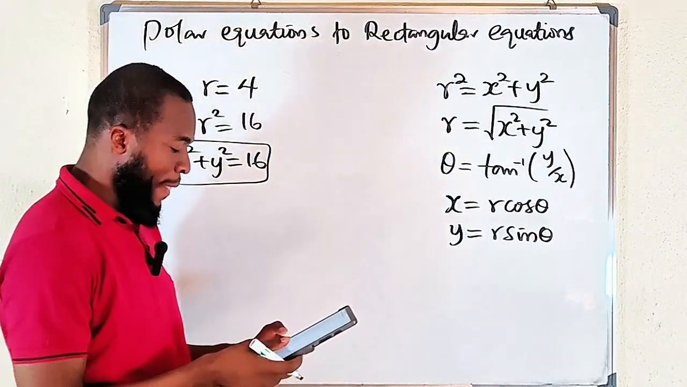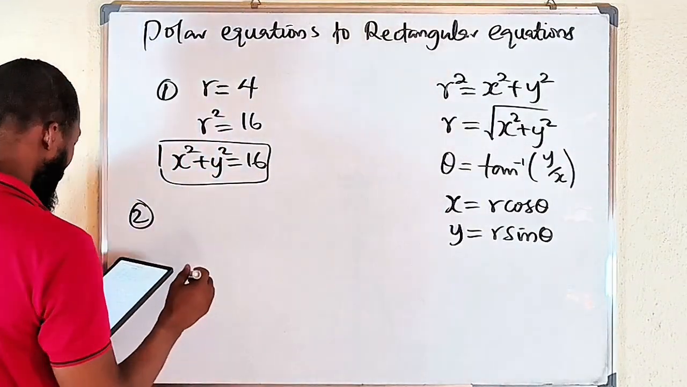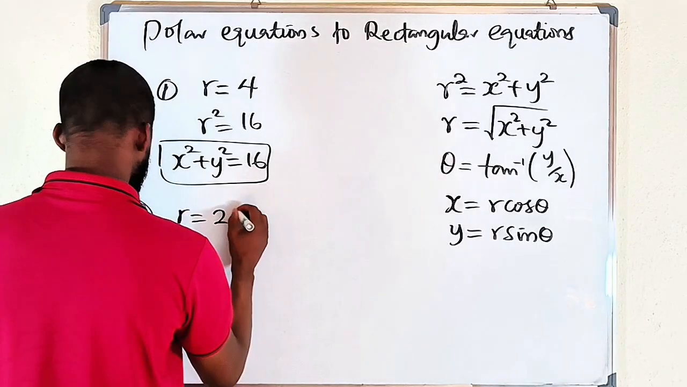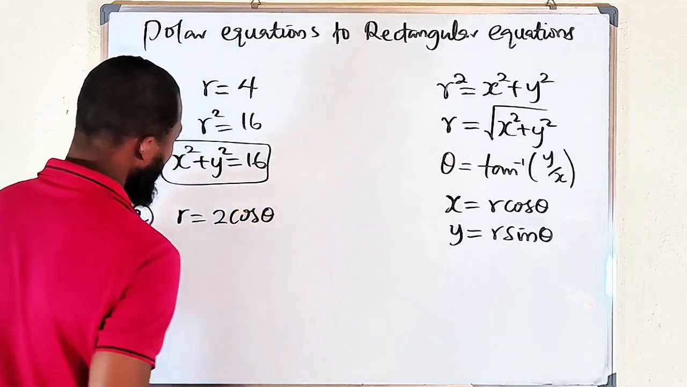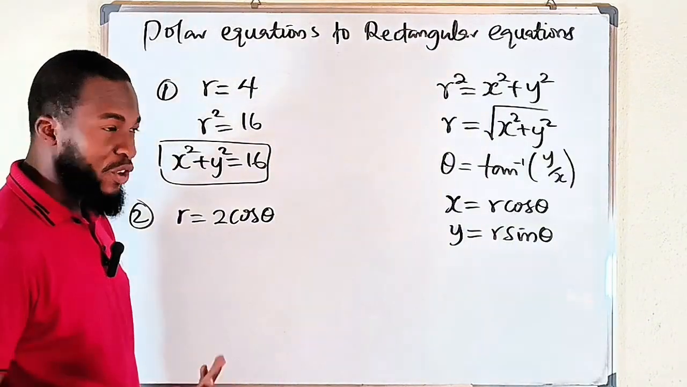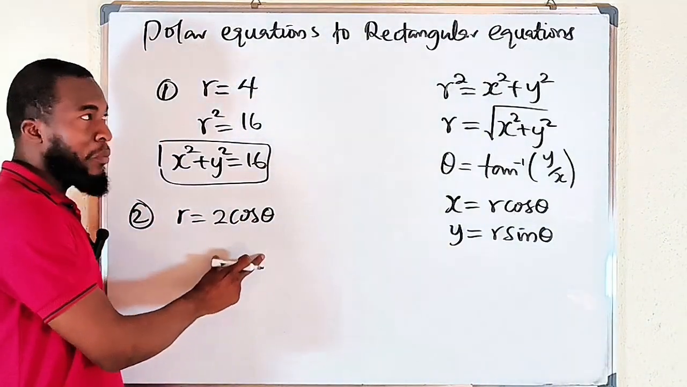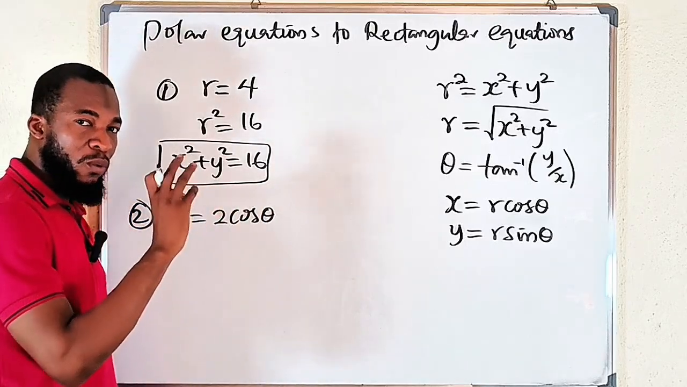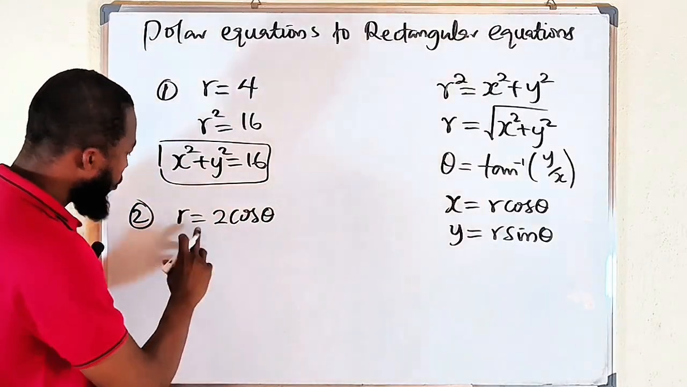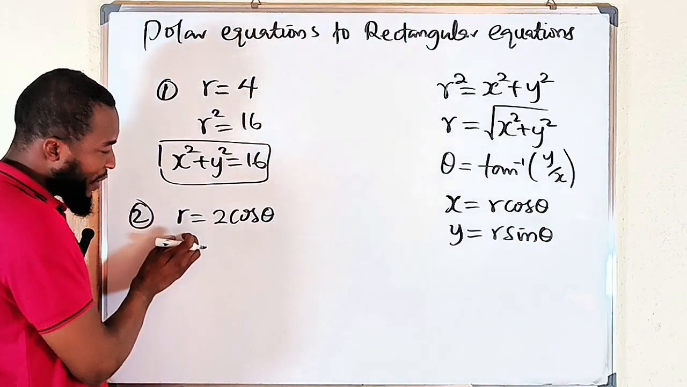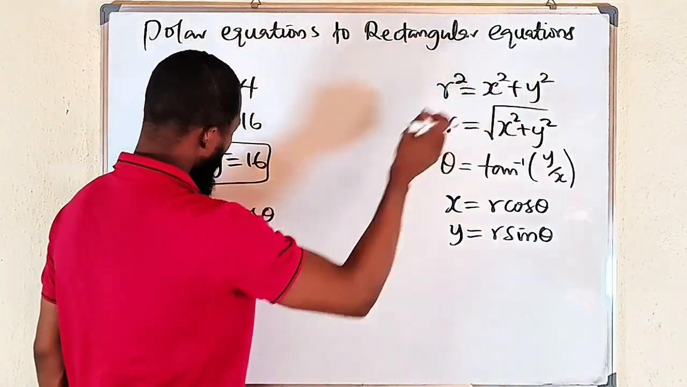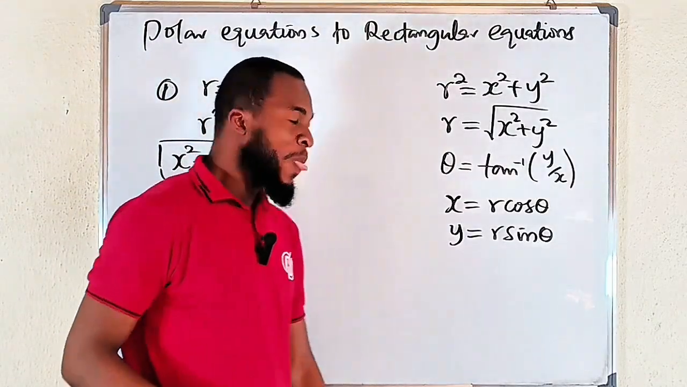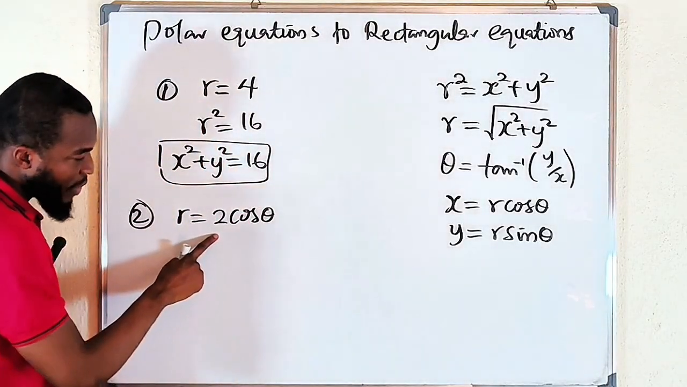Very simple, right? Question number 2, we have that r is equal to 2 cos theta. Remember, in a polar equation, you can only see r or theta. But in rectangular, you always see x or y or both. So how can we convert from this? If you square this, you can get that. But squaring this will not give you anything in terms of x or y. So why not just multiply both sides by r?